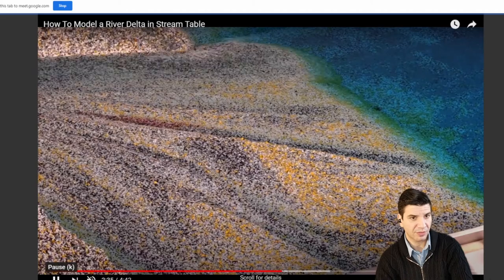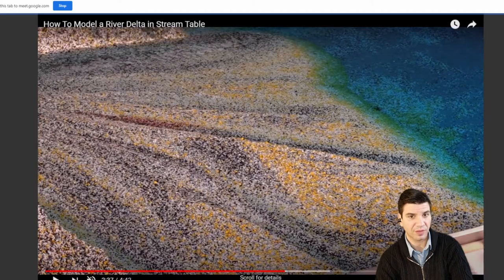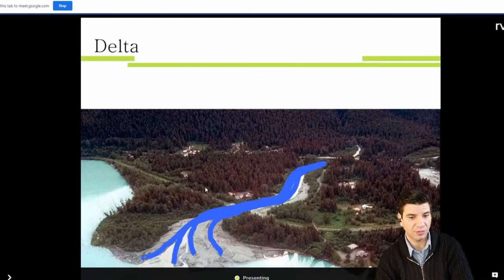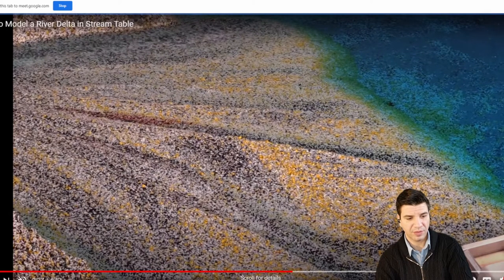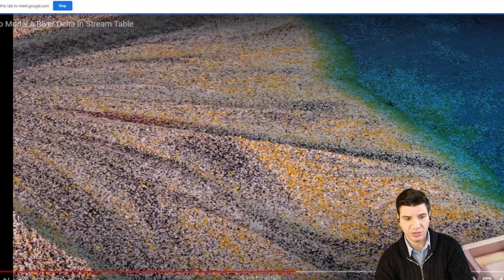If we were to go back into our notes for today, I'm going to pause this for a second. If we go back through our notes, we have our delta, right. Very good, Frank. We've got a delta shape, a triangle shape. Right, cool. So that was one stream table demonstration. I want to show you another one though.